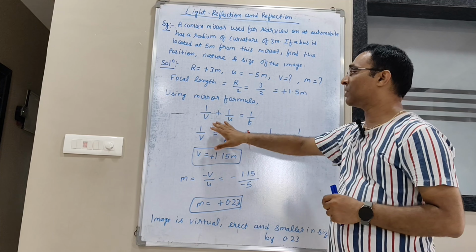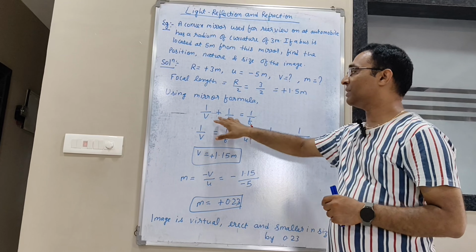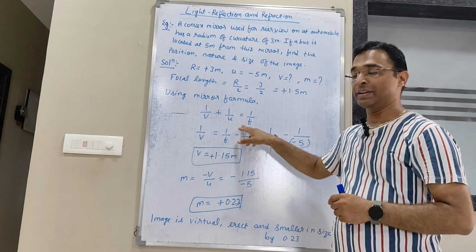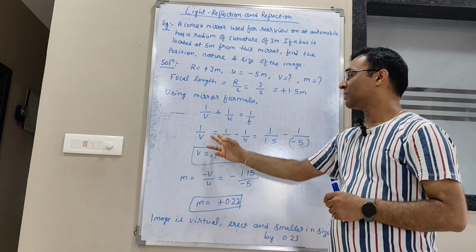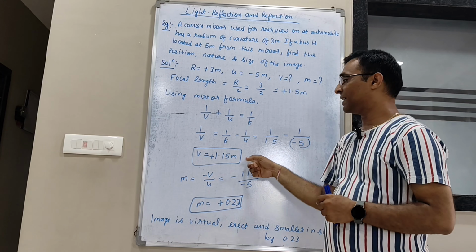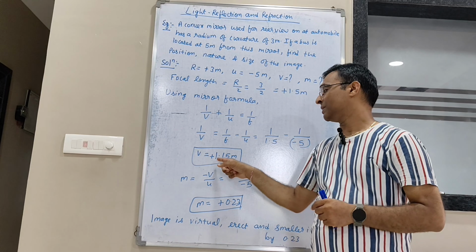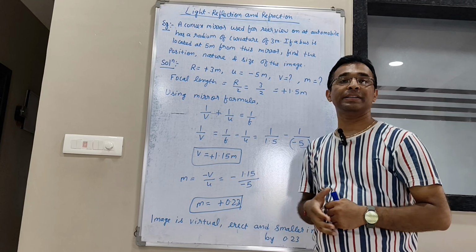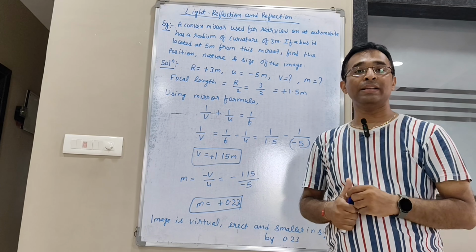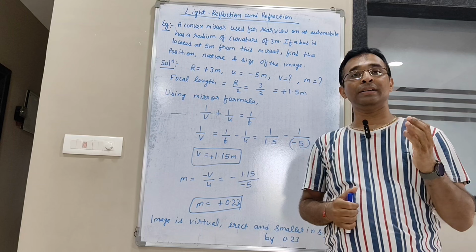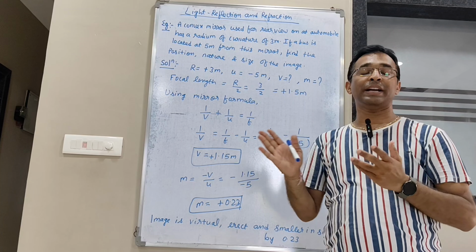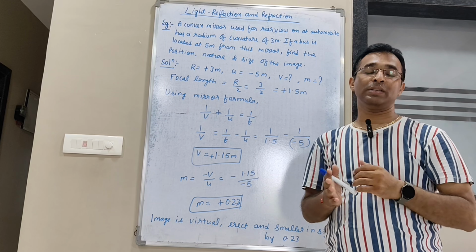Again, we will use the mirror formula 1 upon v plus 1 upon u equals 1 upon f. Rearranging these terms and putting in the values, we get v, the image distance, as plus 1.15 meters. Now this plus symbolizes that the image is formed on the right hand side of the mirror, not on the left hand side.